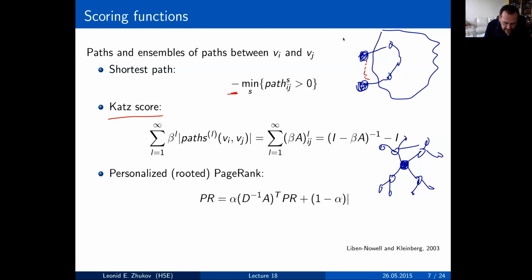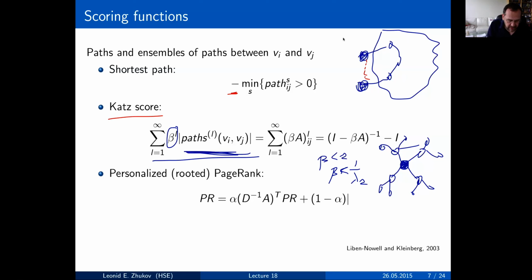We actually add up all the pathways, but we dampen the importance of the longer pathways compared to the shorter. And so beta is less than one. In fact, for this thing to work, beta is less than one over the largest eigenvalue of matrix A. Beta is this coefficient that decreases the influence of the long pathways, but at the same time, we're adding all possible pathways.